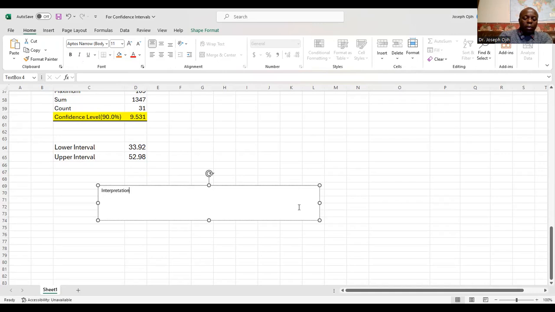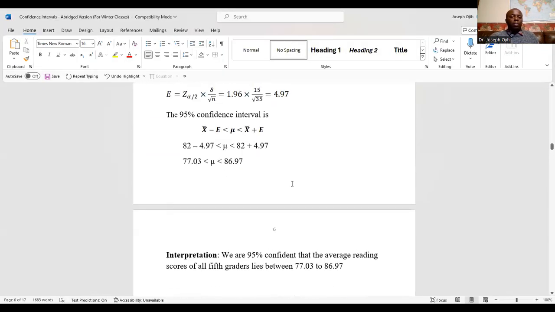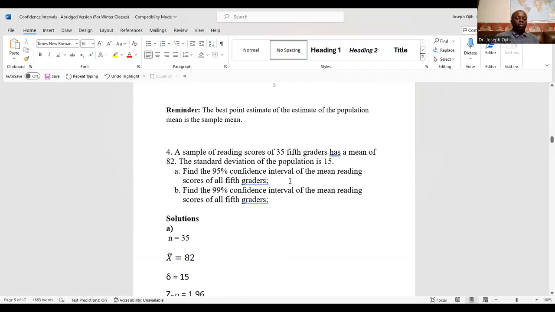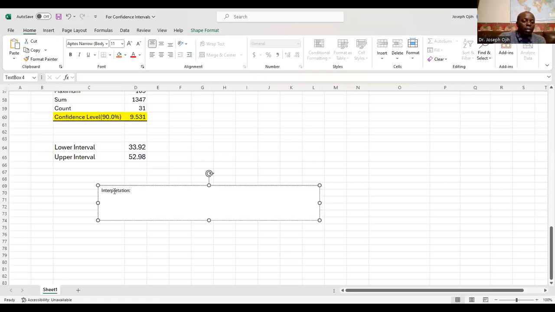I think I wrote it down somewhere. We can say, remember that this is about the number of farms, a random sample of a number of farms in thousands in various states. So we can then say that, make it 18.